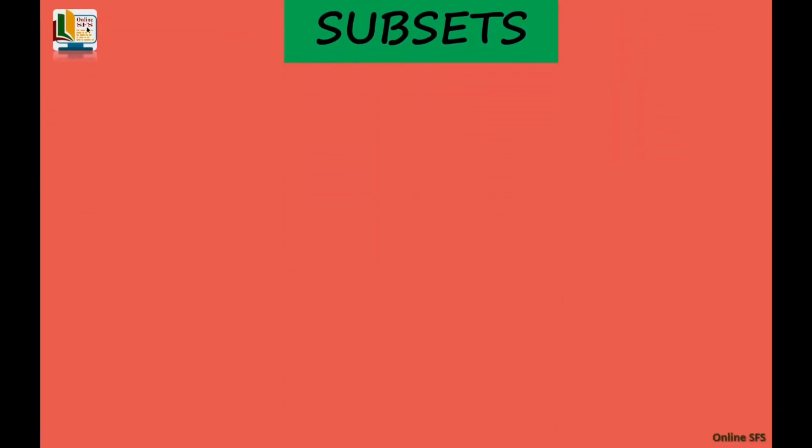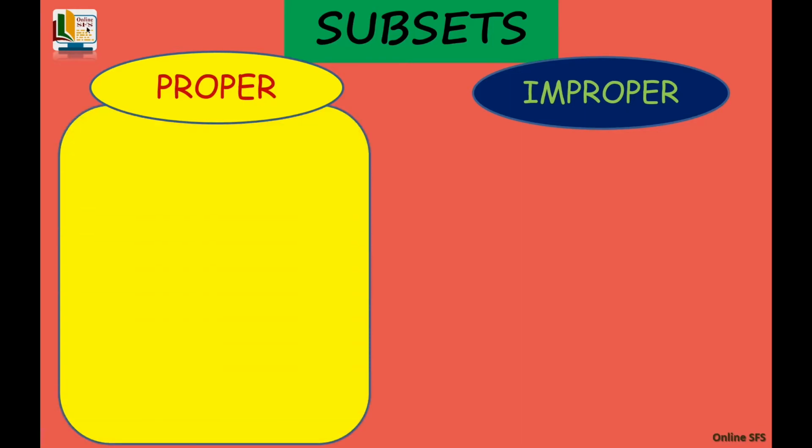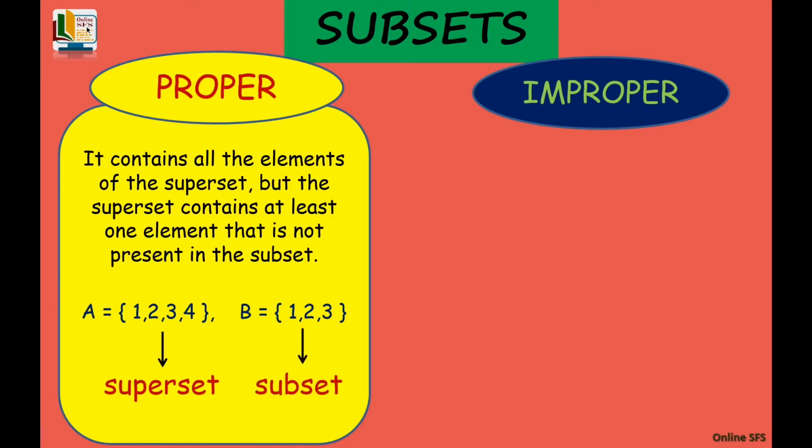Now, there are two types of subsets. One is the proper subset and the other is an improper subset. Let's see in detail. A proper subset contains all the elements of the superset, but the superset contains at least one element that is not present in the subset. Meaning, the superset will have all the elements of its subset, but it will also have one or more extra elements that are not present in its subset. For example, A equals {1, 2, 3, 4} and B equals {1, 2, 3}. Here, B is a proper subset of A because the superset A has one element extra than its subset B, that is the number 4.